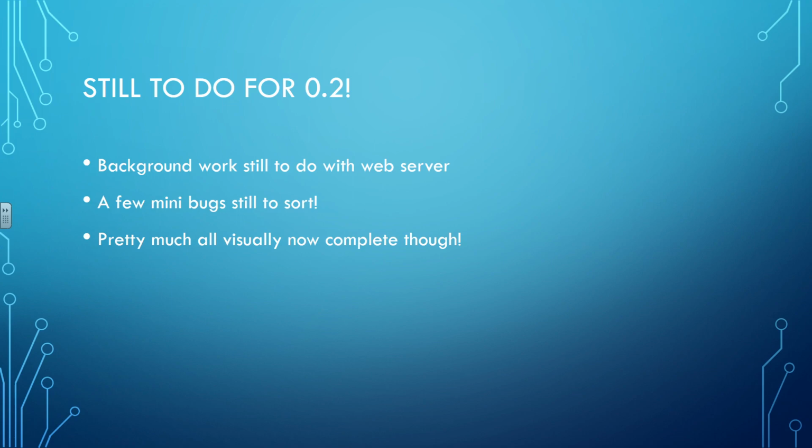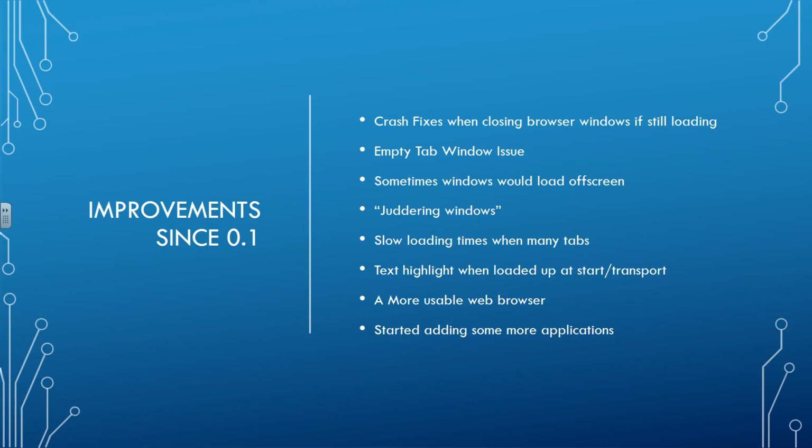So what I'm showing here should be the same for 0.2 as it is for 0.18. Some of the improvements since version 0.1: there are crash fixes when closing browser windows if the window is still loading. There was an empty tab window issue that's now been solved. Windows would load off screen, so if you'd minimised the window and then shut down the system, you couldn't bring the window back again.